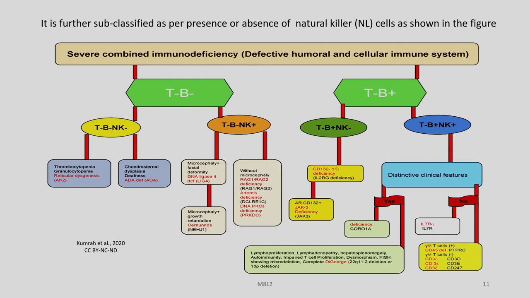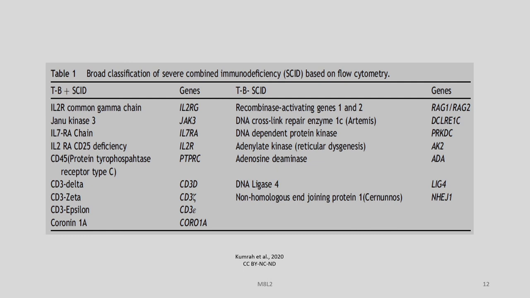And on the other side, where we have the T minus B plus type, in the case of NK minus, there is CD132 deficiency, IL2RG deficiency, and then JAK3 deficiency. While in the case of NK plus, we have CORO1A and IL7R alpha. Then there is gamma delta T cells or CD45 deficiency, CD3 epsilon, and so on. This table gives us a broad classification of severe combined immunodeficiency based on flow cytometry. So this is the T minus B plus SCID and the genes involved in the particular class.